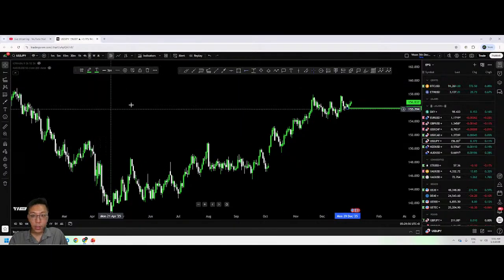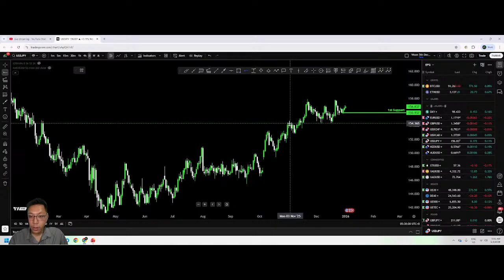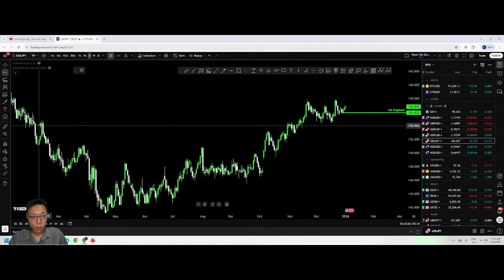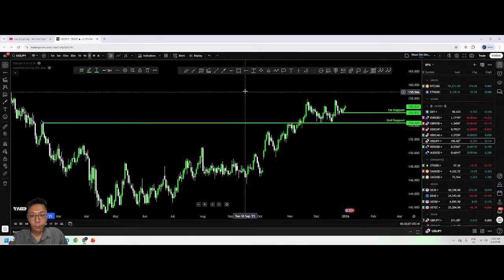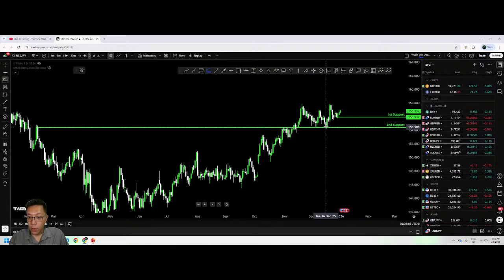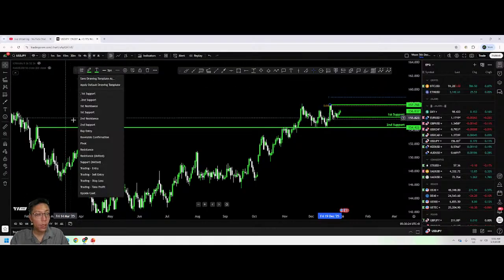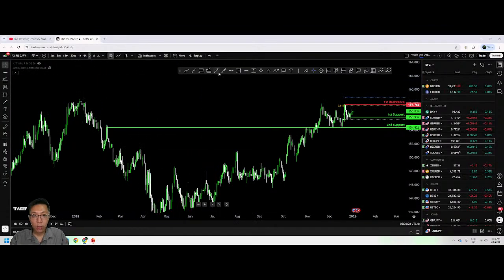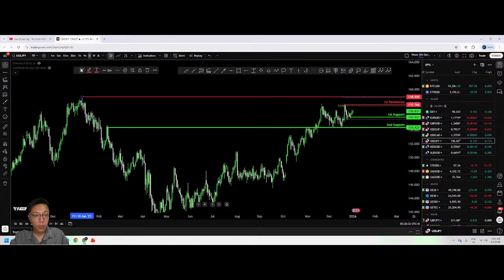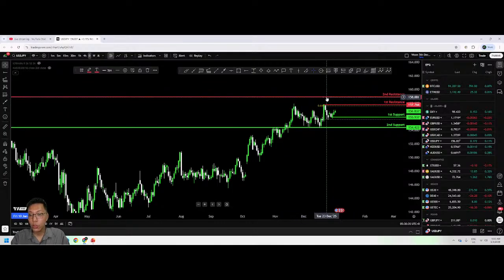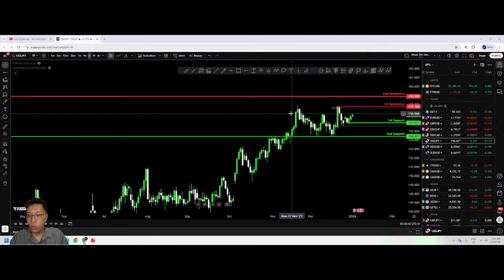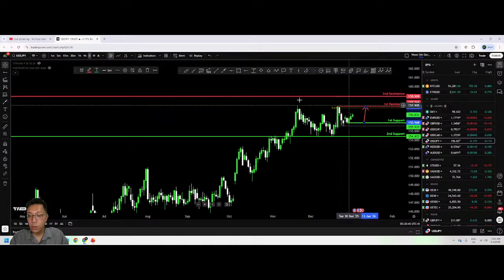Yeah, this is my first support. Then this is my second support. And we are projecting for USD JPY to actually go up at least to this level over here. So this aligns with the 61.8% Fibo projection level. So we shall label this, and this area over here shall be our second resistance level, which aligns with the 100% Fibo projection. So we are looking for price to continue upwards.